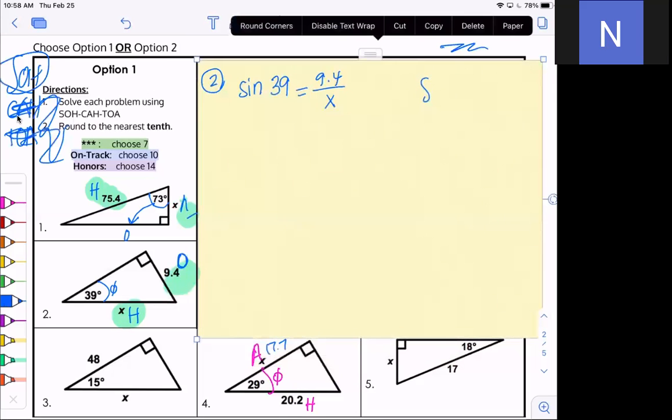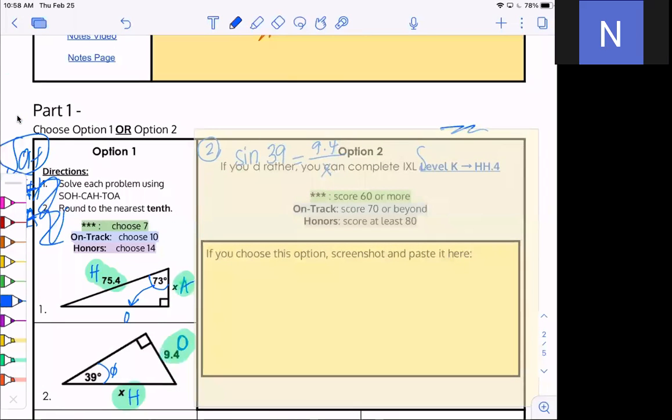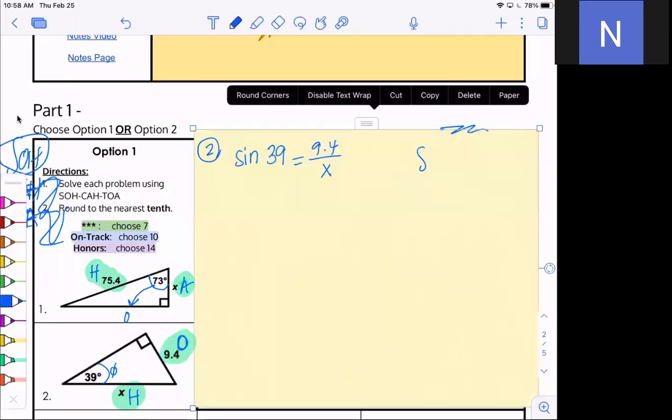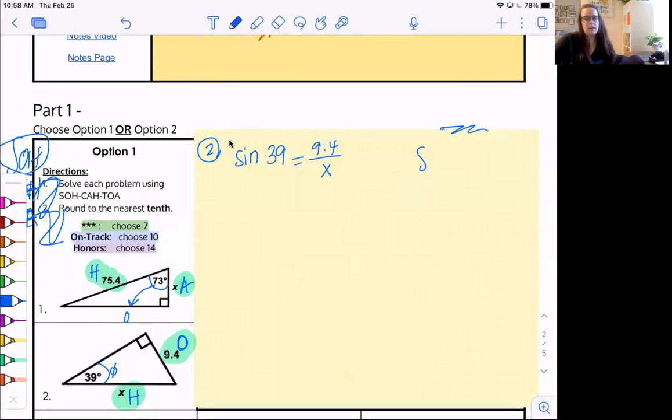I got confused on the other side that didn't have a number. On this side over here? Yeah, right there. Yeah, this side doesn't matter, actually. It's just like chilling. Because it's not a part of our problem. It's not one of the givens, like 9.4, and it's not the unknown. It's not the thing we're looking for. So we don't have to care about the adjacent. Does that make sense?